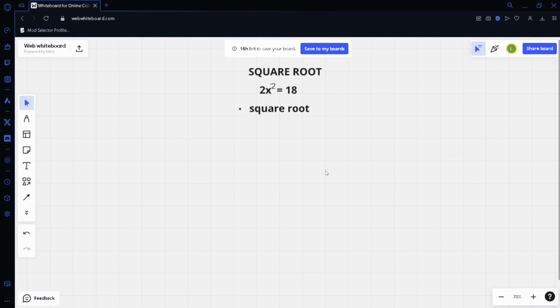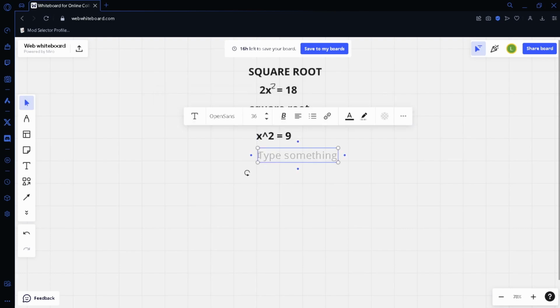Another example now, this equation 2x squared equals 18. First, we divide both sides by 2 to get x squared equals 9. Now that we have a perfect square on the right, we can take the root to get x equals plus or minus 3.